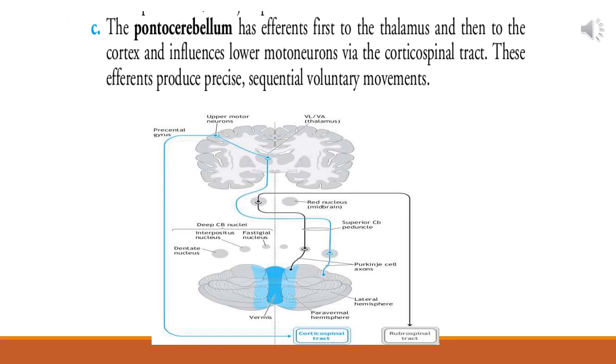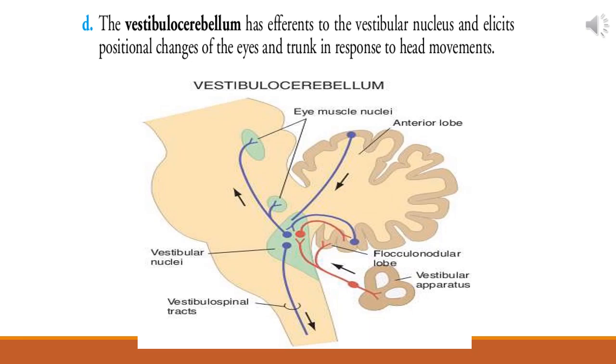C. The pontocerebellum has efferents first to the thalamus and then to the cortex and influences lower motor neurons via the corticospinal tract. These efferents produce precise sequential voluntary movements. D. The vestibulocerebellum has efferents to the vestibular nucleus and elicits positional changes of the eyes and trunk in response to head movements.